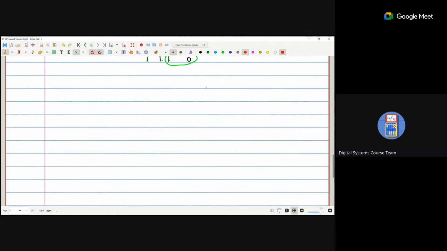Now similarly, we have a T flip flop. So in the T, only one input is there.